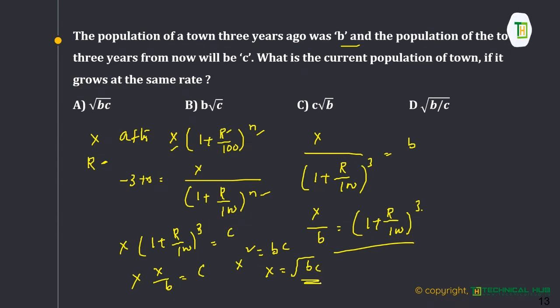So nothing is there. Just two formulas you have to remember. After n years, what is the formula? And before n years, what is the formula? So after 3 years they gave the population, and before 3 years also they gave the formula. So equate the two formulas and simplify, you will get the answer. So x is nothing but root bc. Here I am taking x as the current population. So the answer for this question is option A.